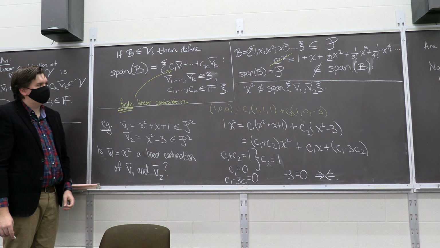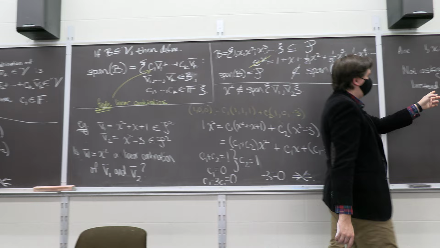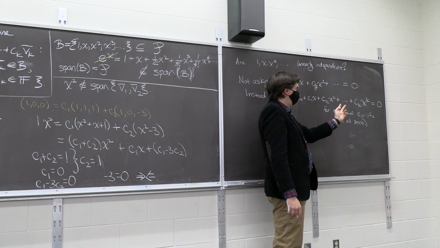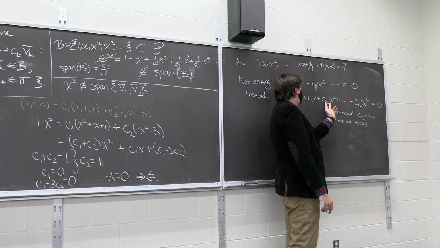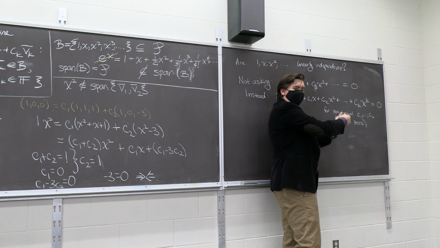If there was some solution like this, where these are not all zero, then you could solve for one in terms of the other, right? Maybe there's some solution to this where your C2 is some non-zero value. Then you can isolate this on one side, divide by C2, and then you have x squared in terms of the other ones. And so in that sense, x squared would be redundant. We wouldn't need x squared.